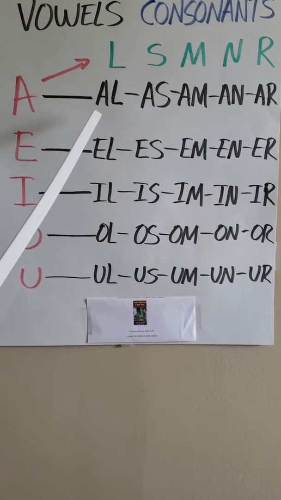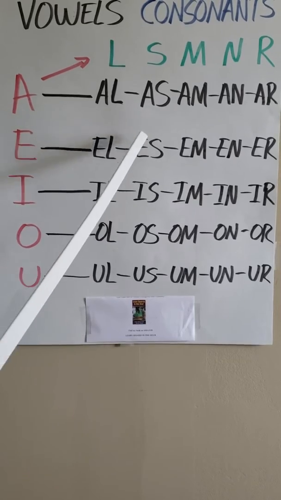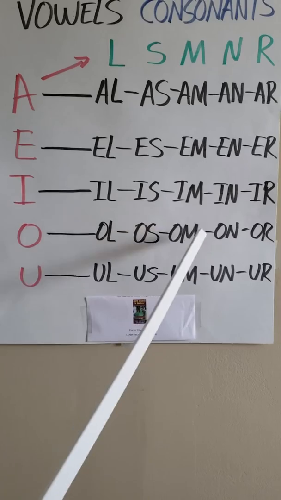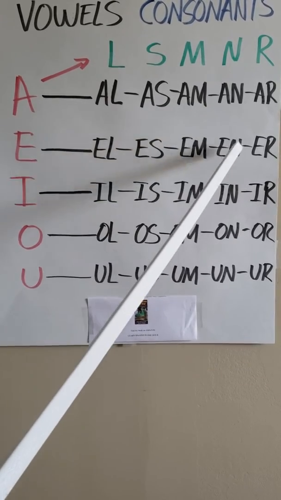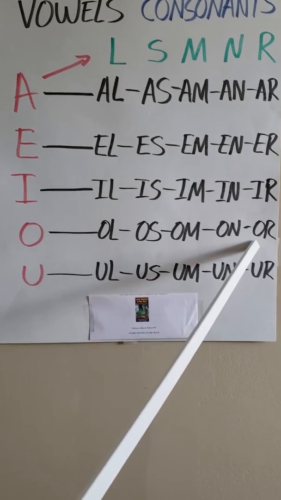And you can play like al, el, il, ol, ul. As, es, is, os, us. Am, em, im, an, en, in, on, un. Are, er, ir, or, ur.